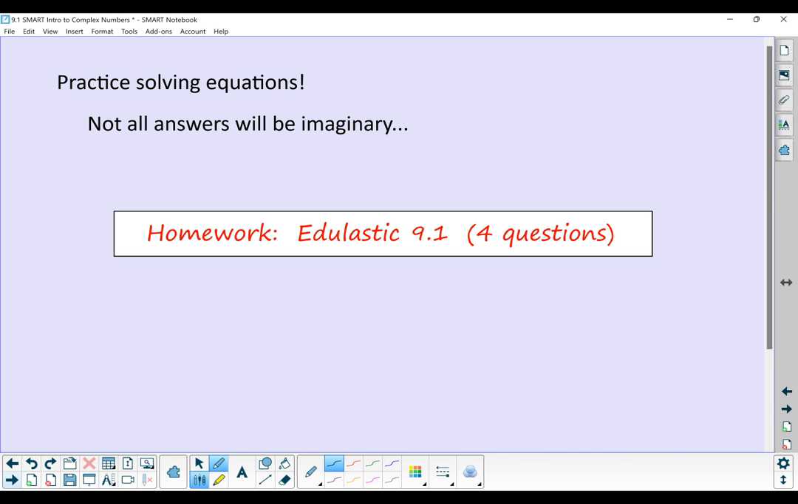So you should have enough information to finish up the rest of your worksheet on 9.1. When you're working on solving equations, not all of the answers will be imaginary. Some of them are going to be real number answers. And also, depending on your teacher, you may have Edulastic 9.1, which is 4 questions. So if your teacher is assigning you Edulastic, then make sure you do that. Those 4 questions should only take you a couple minutes.